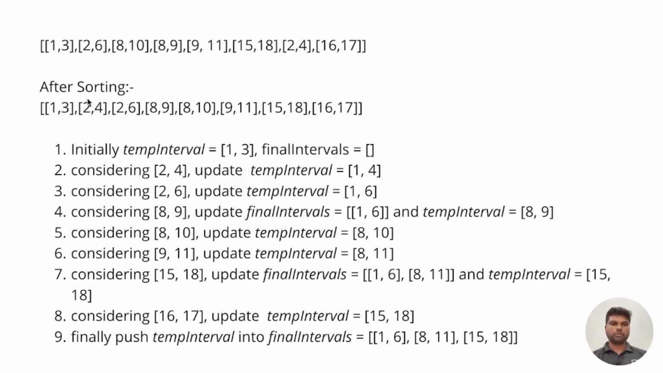Now we will consider 2, 4. Is 2, 4 overlapping with the temp interval? The answer is yes, because 3 is greater than or equal to 2, right? So we update the temp interval with 1 and 4. Then we consider 2, 6, which is the next interval. Is this interval overlapping with the temp interval? The answer is yes, right? So 4 is greater than or equal to 2, right? Then we update the temp interval again.